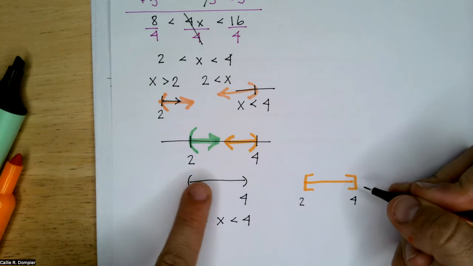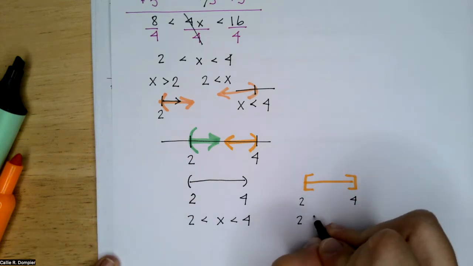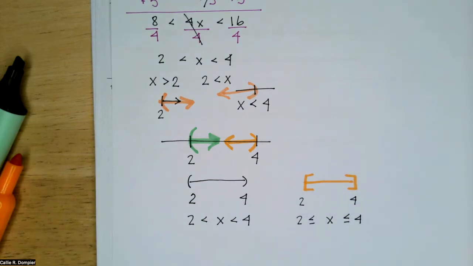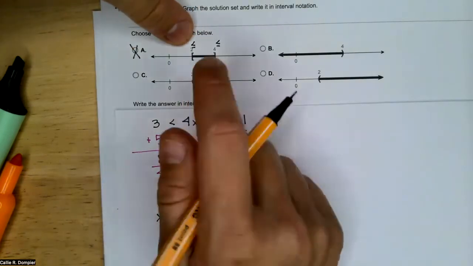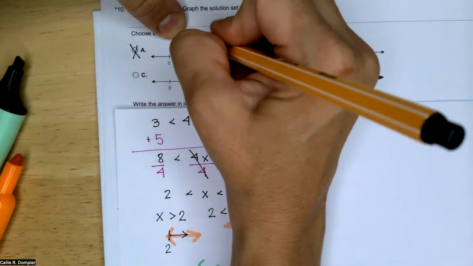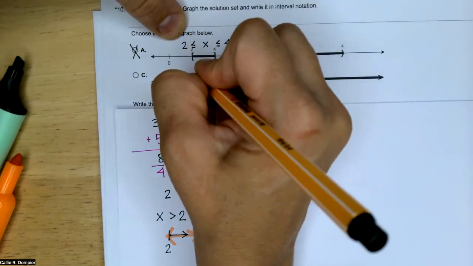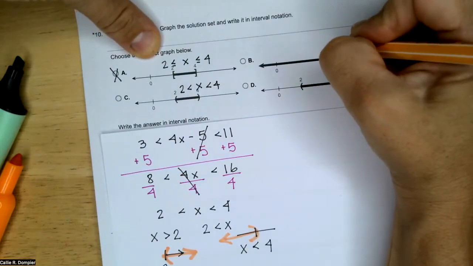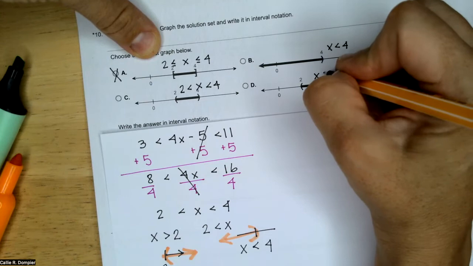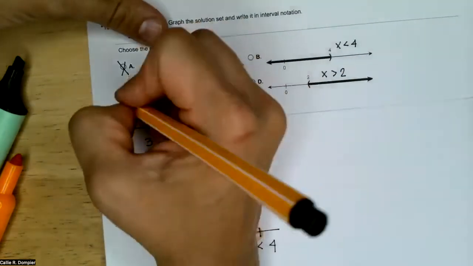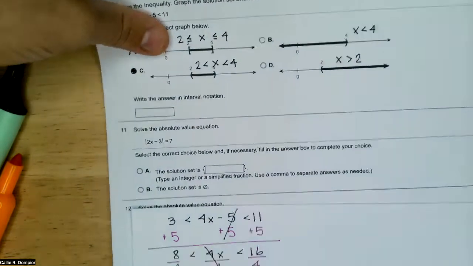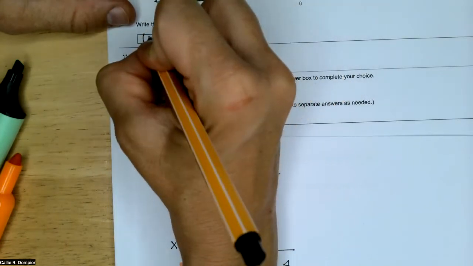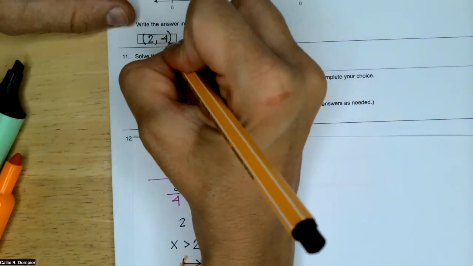If it looked like this instead of this, then that would be 2 is less than or equal to x is less than or equal to 4. Good. This would be 2 is less than x is less than 4. This one would just be x is less than 4. And this would just be x is greater than 2. So our answer is C. In interval notation, you just copy down what your graph says. So it started with a parenthesis at 2, and it ended with a parenthesis at 4.